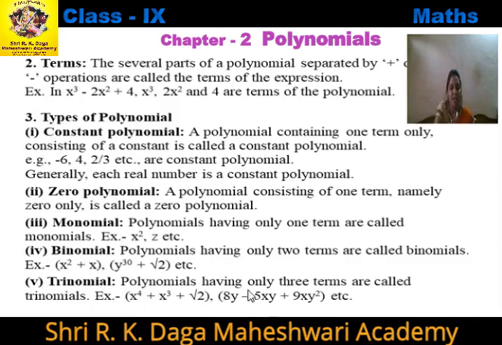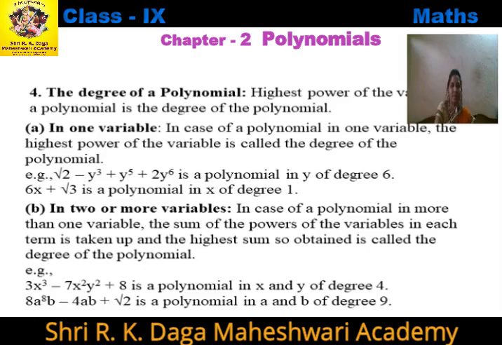Trinomial. Polynomials having only three terms are called trinomials, like x to the power 4 plus x cube plus under root 2. Three terms are there. So, if a polynomial consists of three terms, then it is called trinomial. In this example also, you can see there are three terms, 8y, 5xy and 9xy square. So, this polynomial is called a trinomial.